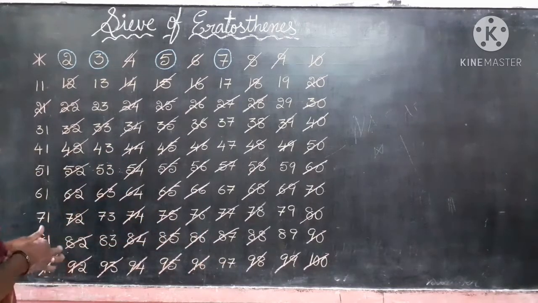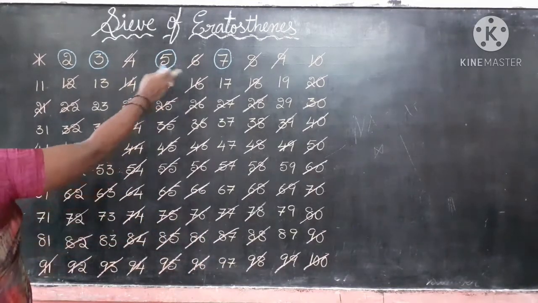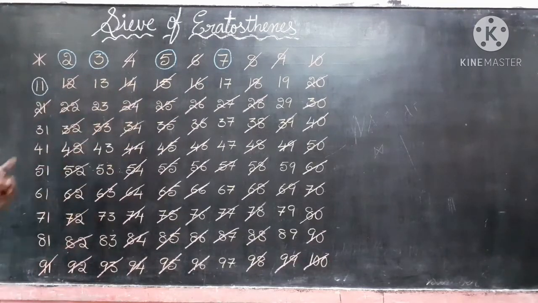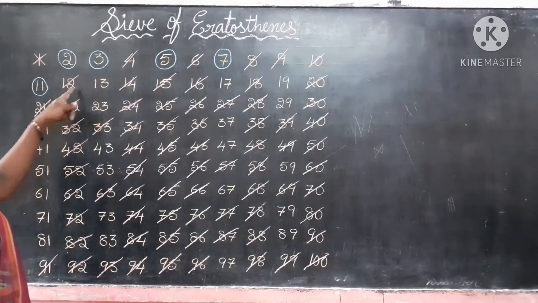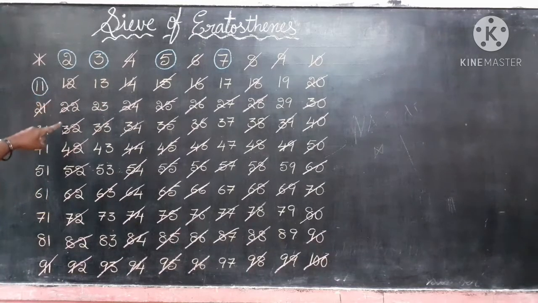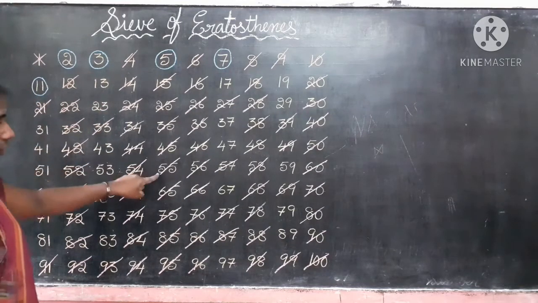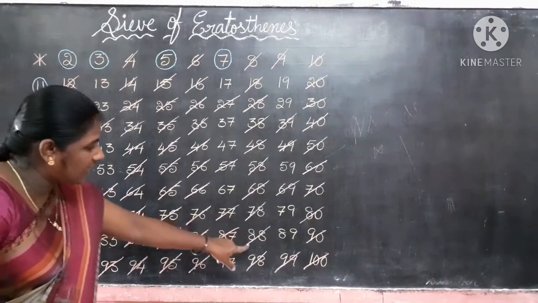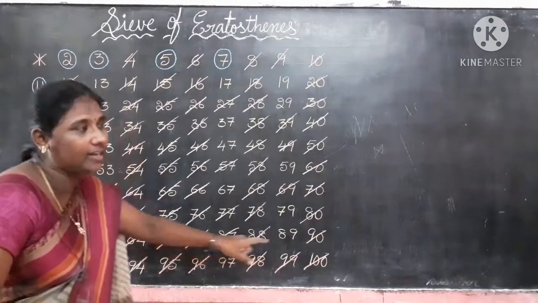Next, we have to circle. What will be remaining? 11. Which numbers will come in the 11 table? All the 11 table numbers. 11 2s are 22. 11 3s are 33. 11 4s are 44. 11 5s are 55. 11 6s are 66. 11 7s are 77. 11 8s are 88. 11 9s are 99.